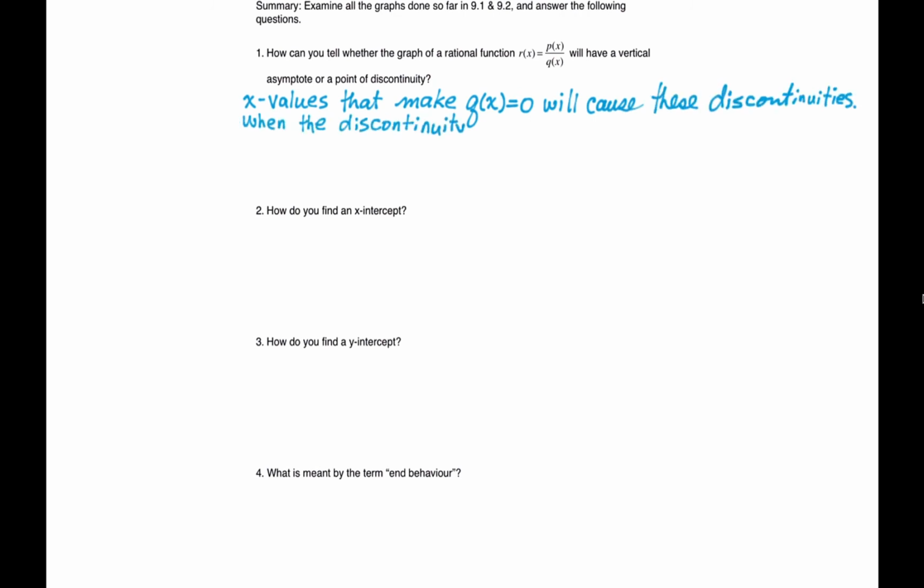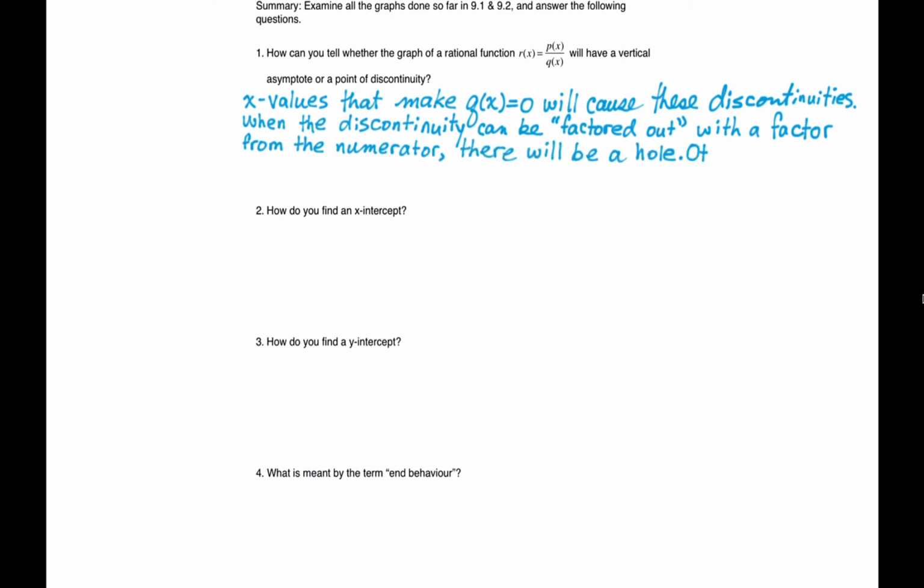So, a quick summary. If you examine all the graphs we've done so far in 9.1 and 9.2, then you should be able to come up with some conclusions, which I'm going to share with you right now. How can you tell whether the graph of a rational function will have a vertical asymptote or a point of discontinuity? X values that make the denominator 0 will cause these discontinuities. And when the discontinuity can be factored out with a factor from the numerator, then there will be a hole. Otherwise, there will be a vertical asymptote.